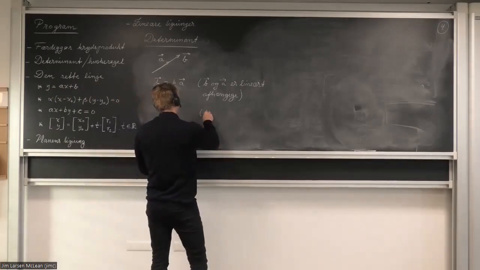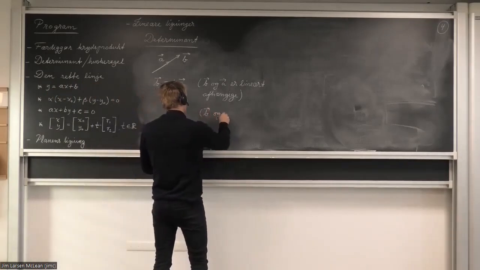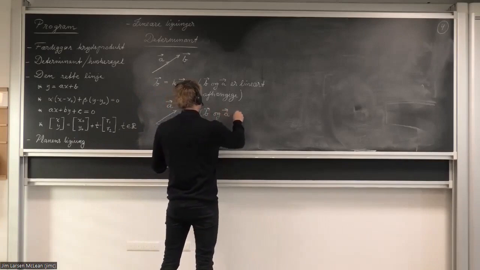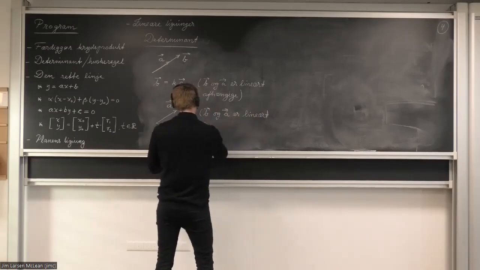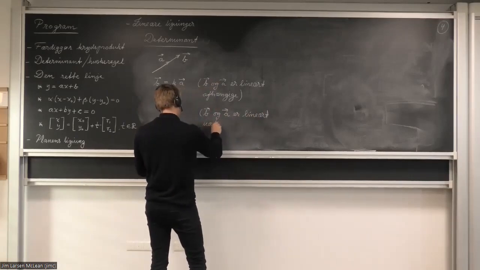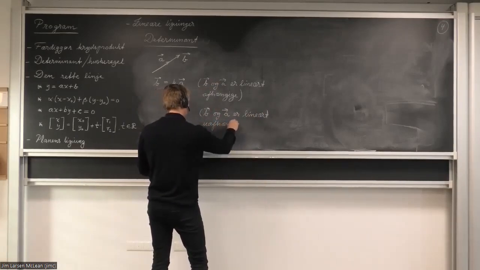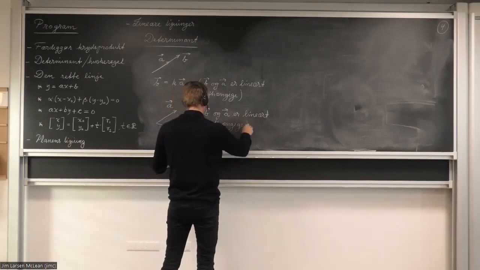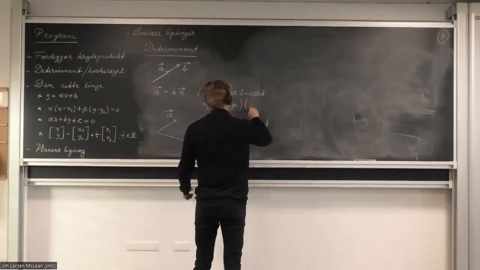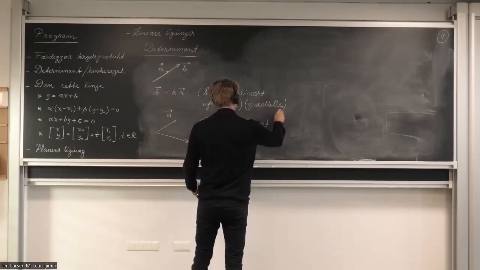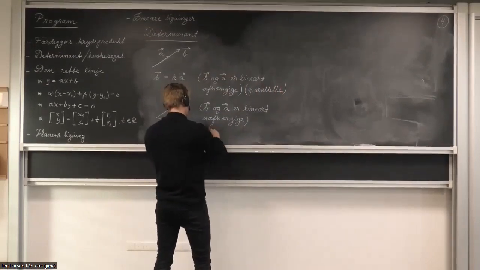So here are vector B and A, independent. And here are the parallels. And down here, anti-parallel.